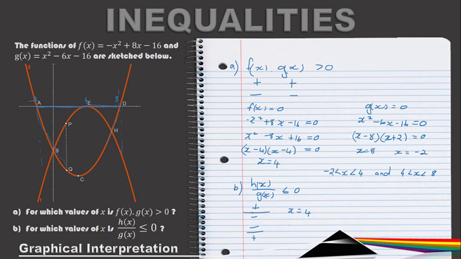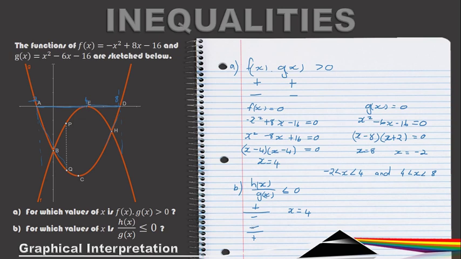My h(x) is actually equal to 0 there. This inequality says less than or equal to 0, so equal to 0 also applies, whereas in the previous part it was only greater than 0, so the equal to 0 didn't apply. So over here h(x) can be positive or equal to 0, and that's just at 4 where it's equal to 0. And then g(x) is negative from minus 2 to 8. So the only place where both of those hold is at 4.